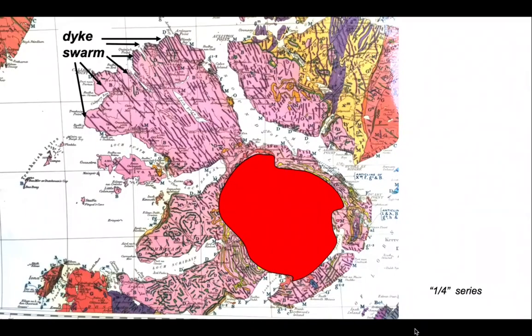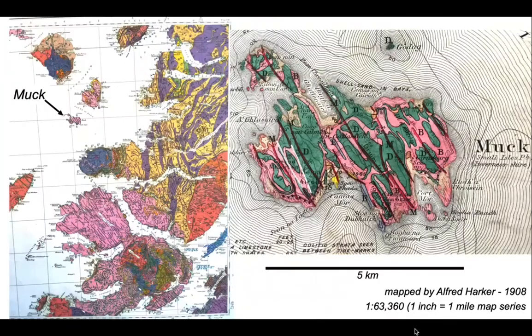What about the dike swarm? We can see that they cut the lava field. Well, let's just skip away from Mull and go to another part of the Inner Hebrides, the island of Muck.